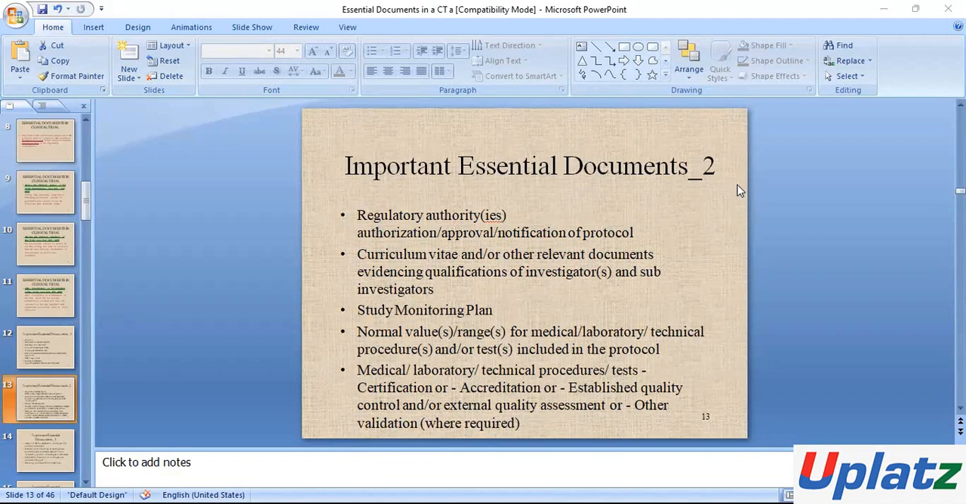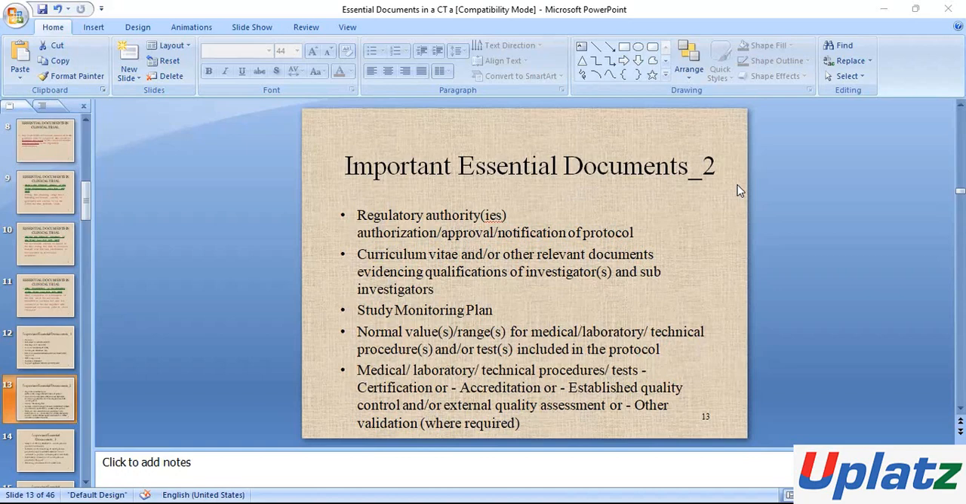Okay, so this will help to ensure that the trial is conducted by qualified and experienced individuals who can properly conduct and oversee the study. Then comes the study monitoring plan. It is a critical clinical document that outlines the procedures for monitoring and conduct of the trial to ensure that it is being conducted in compliance with the study protocol, GCP guideline, and applicable regulatory requirement.